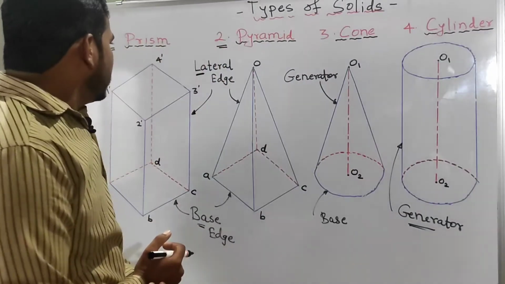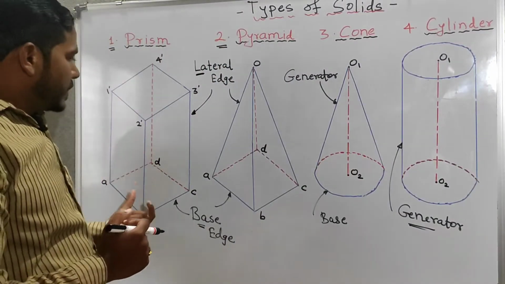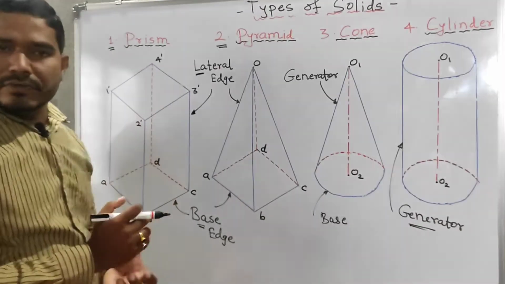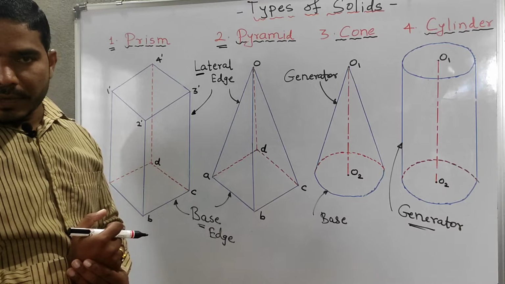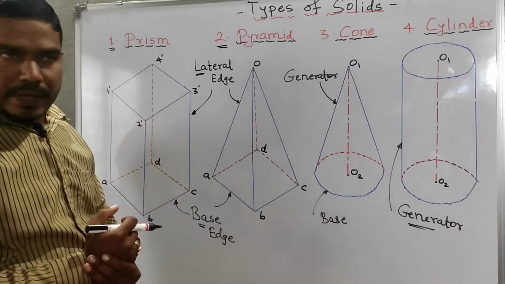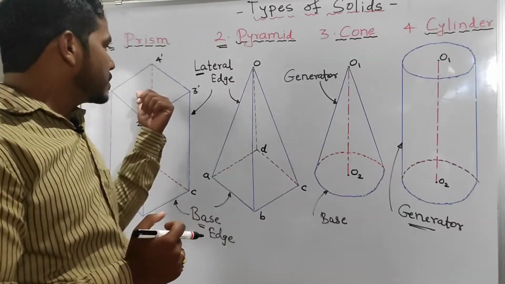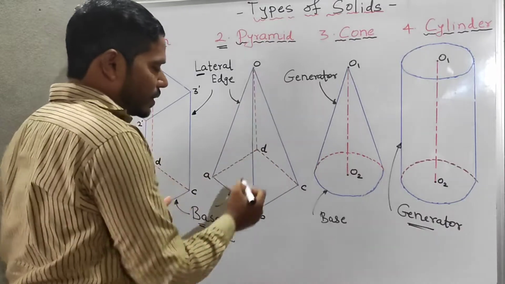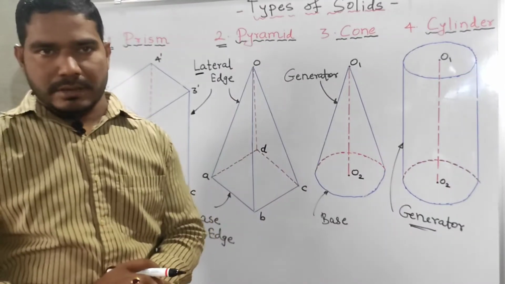Okay, and we have seen what is meant by the prism. In the prism, the bottom and the top faces are identical, which are connected by the lateral faces. And in case of the pyramid, the upper face is converted in the form of the apex. Okay, then the pyramid will be formed.